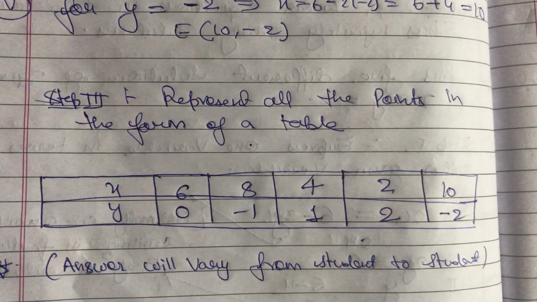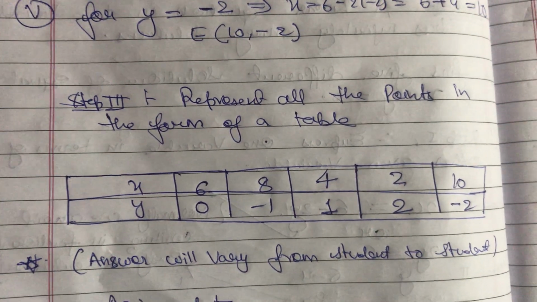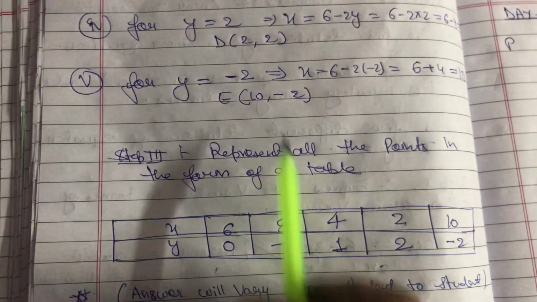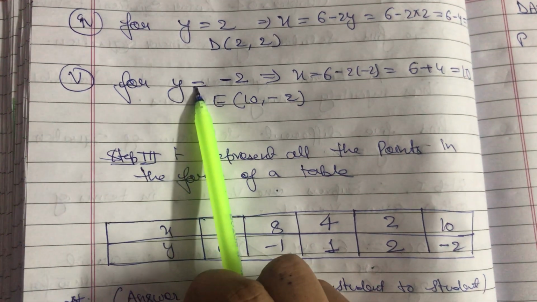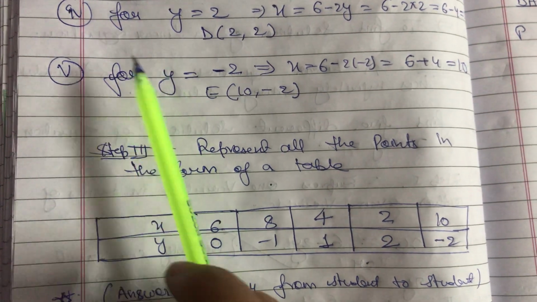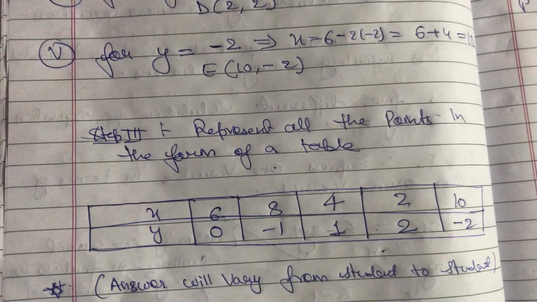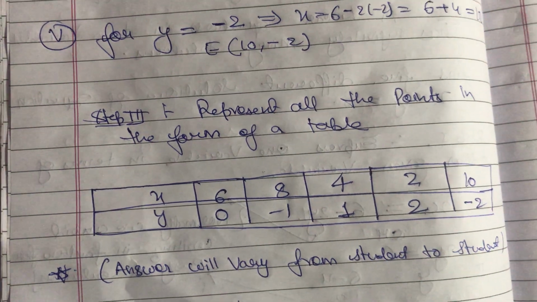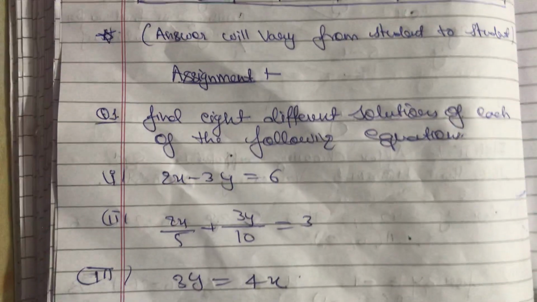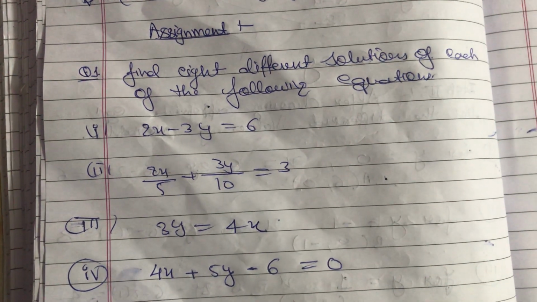Now in this case, an important point is that the answer may vary from student to student, because there is a possibility that you have considered y equals to 3. So in that case, the value of x changes depending on y, right? So it's not necessary that you always get the same answer. Answer may vary from students to students. So based on today's video, I'm giving you a few questions to solve as your assignment. You need to solve these questions.